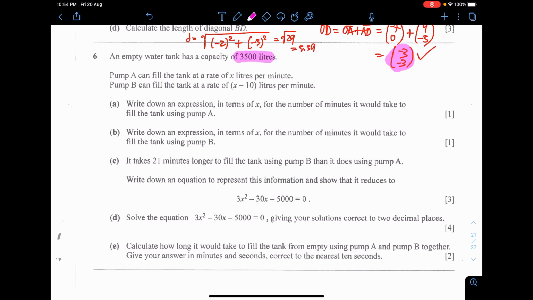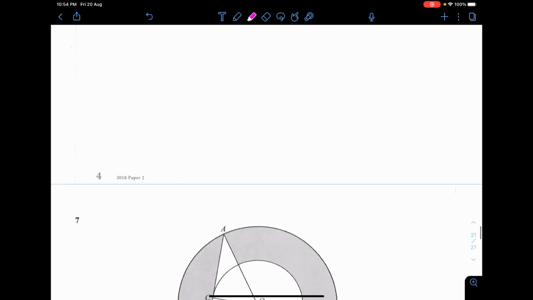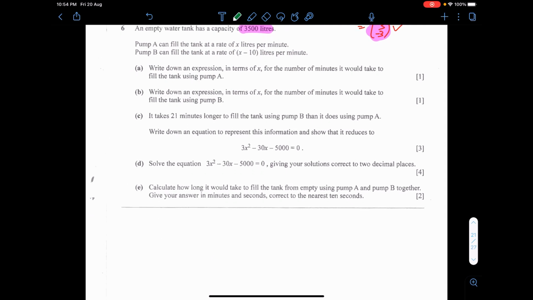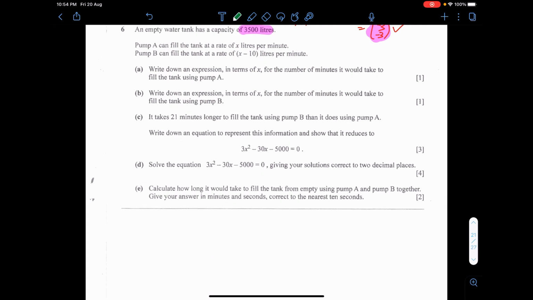Pump A can fill in X liters per minute. Pump B can fill in this amount. Oh, I have space, I might write it down there. I like to use a table to present my answer, it also helps me to understand. Fill the tank X liters per minute, so the amount of water that comes in. Wait, what is the question asking me? Find the expression for the number of minutes, for both of them.